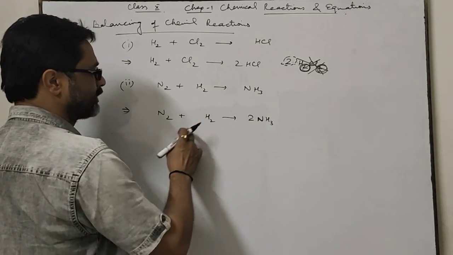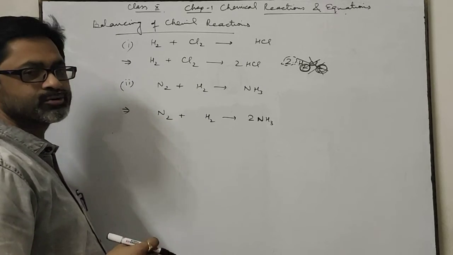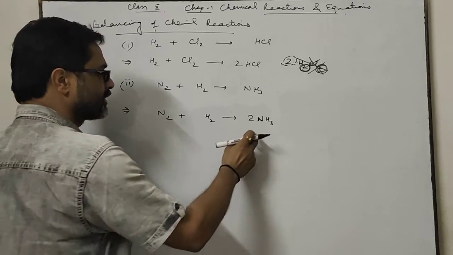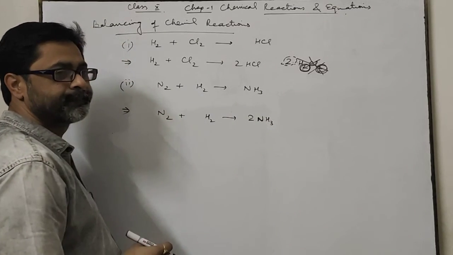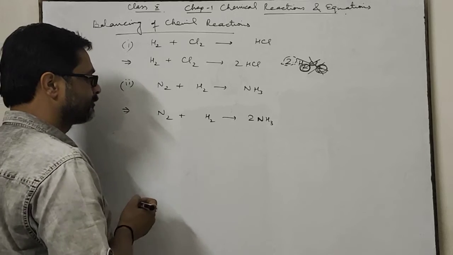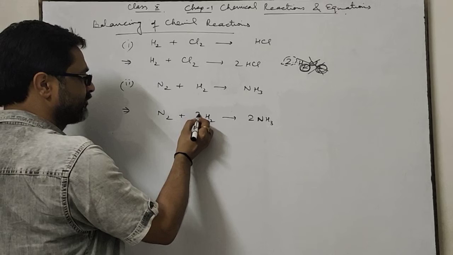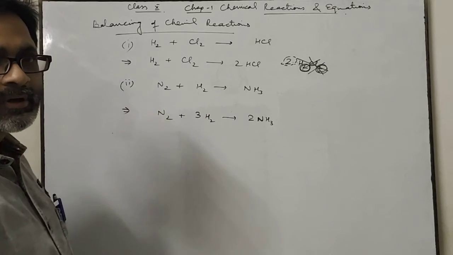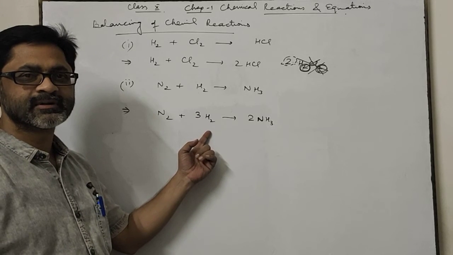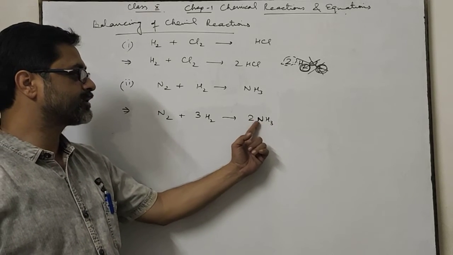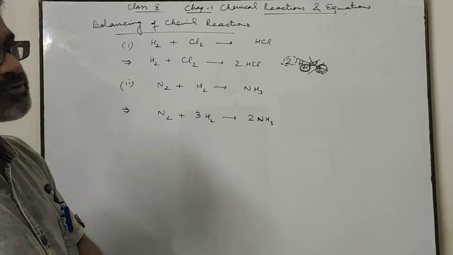Now we balance the hydrogen atoms. On the LHS, left side, hydrogen is 2 atoms. But on the right side, hydrogen is 2 times 3, that is 6 in number. Then what can I do? To balance these 6 hydrogen atoms, we put 3 here. When we write 3 here, then hydrogen becomes 3 times 2, that is 6. Here also hydrogen becomes 2 times 3, that is 6. In this way, we balance the chemical equation.